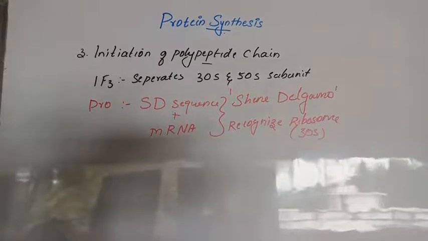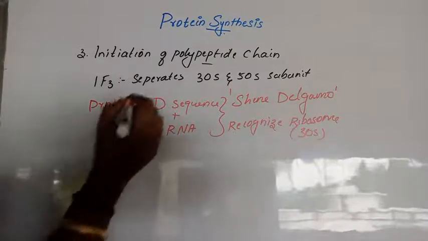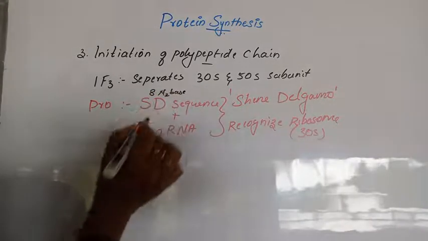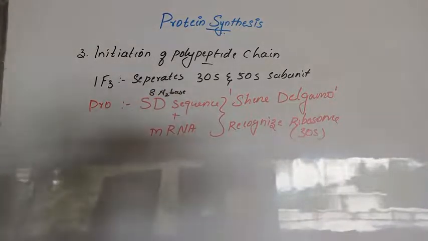A sequence of 8 nitrogen bases, present 4 to 12 nitrogen bases before the initiation codon on mRNA, is called the Shine-Dalgarno sequence. So the Shine-Dalgarno sequence comprises 8 nitrogen bases, present just before the initiation codon. At the time of the genetic code, we already discussed the initiation codon, which is AUG or sometimes GUG.